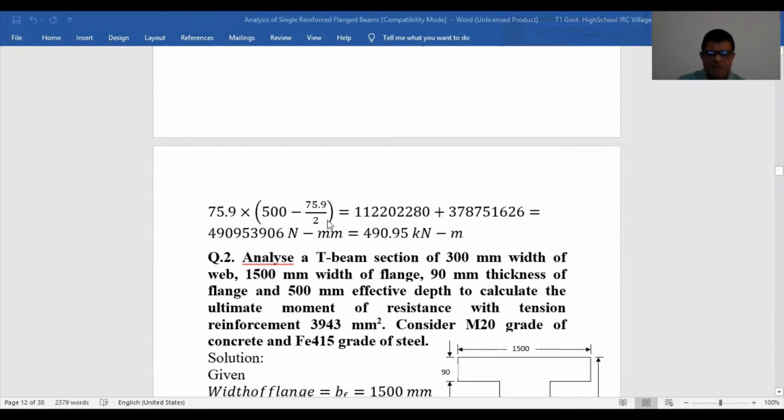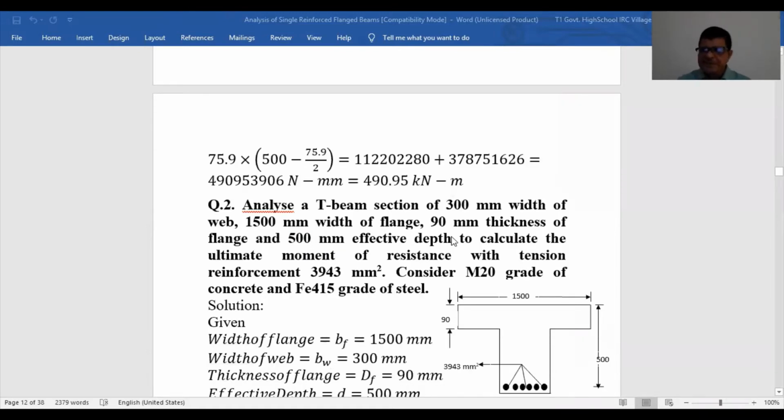The moment of resistance comes to 490.95 kilonewton meter. It will come in newton millimeter, divided by 10 to the power 6 will give you kilonewton meter. So these are the steps you have to follow for all the problems.